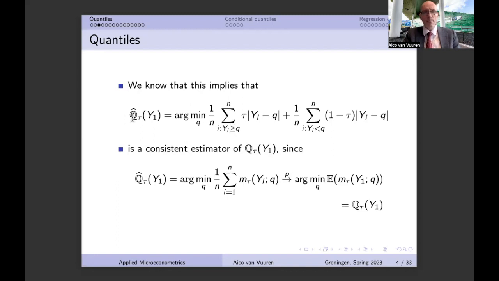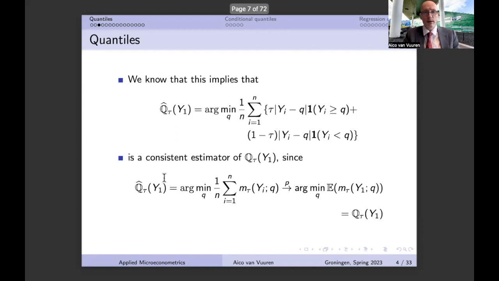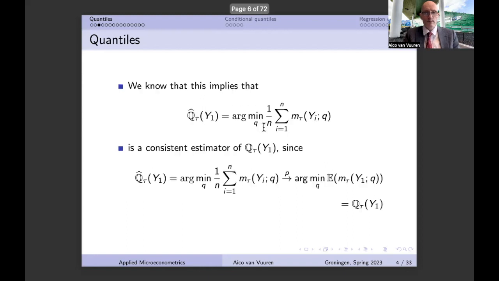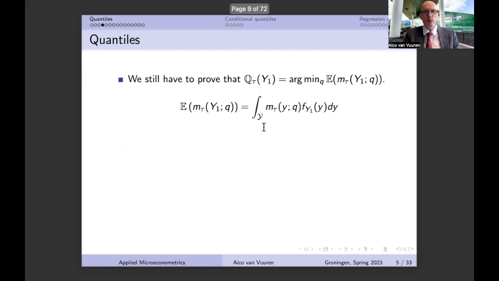This all looks fine. However, we should take one thing into account. I have now proven that we have a consistent estimator, but one thing that I took for granted in the proof was this statement that we have over here, that this actually is a unique minimum. So that we still have to prove. How are we going to do that? Well, we first of all have to look at this mean that we have over here.